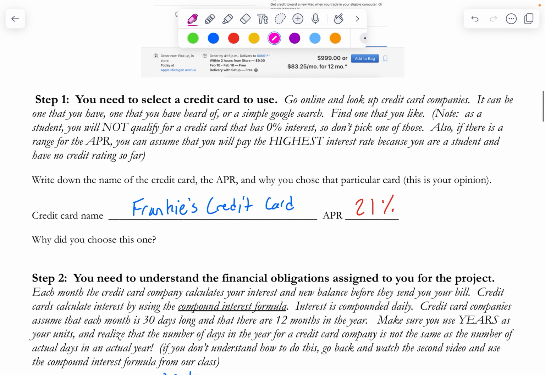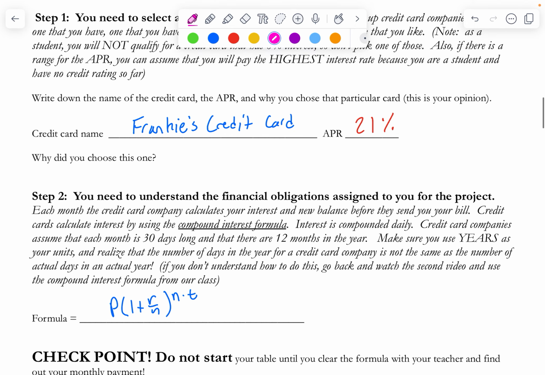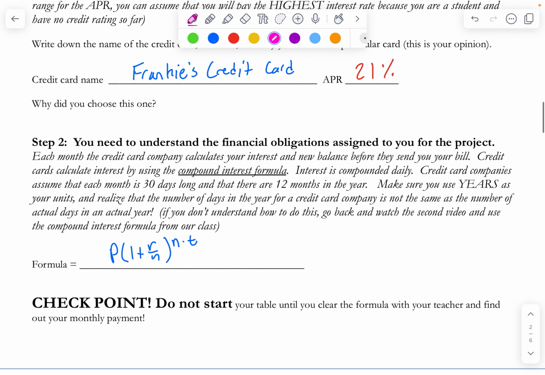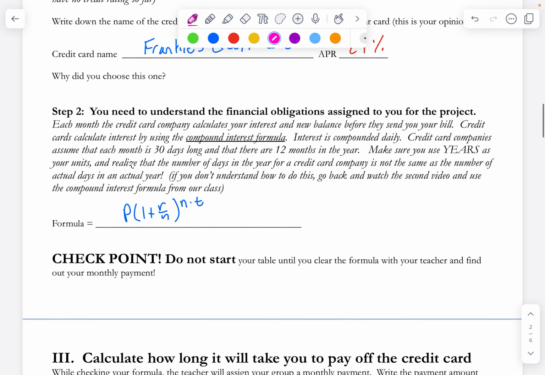So you should have a credit card picked out. I just have an example of Frankie's credit card. And let's say, for the sake of my example, I'm going to just pretend that the APR on the credit card I'm using is 21%. Okay. So now we need to talk about how to calculate the interest and how to use the chart that you're going to see on the next page to figure out how long it would take you to pay off your $999 laptop.